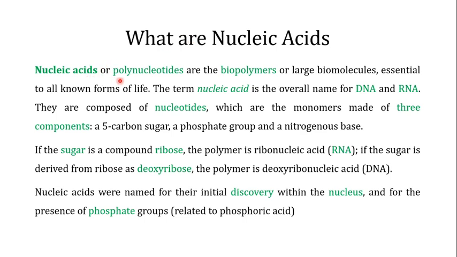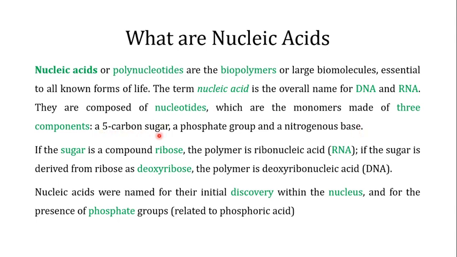The nucleic acids, also known as the polynucleotides, are the biopolymers or large biomolecules which are essential to all known forms of life. Now this term nucleic acid is the overall name for the DNA and the RNA. So the nucleic acid covers both the DNA and the RNA. These nucleic acids are composed of nucleotides, and these nucleotides are actually made up of three components. The first component is a 5-carbon sugar, then you have a phosphate group, and you have a nitrogenous base. We will discuss that in detail in a while.